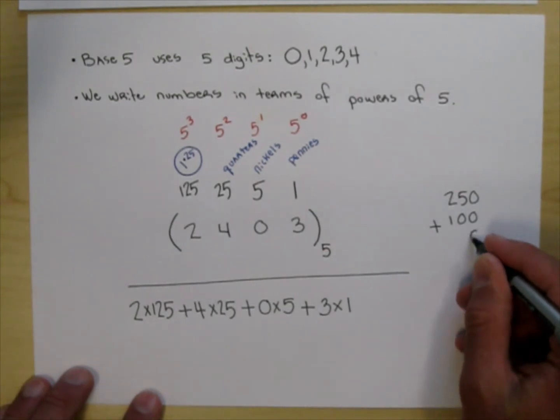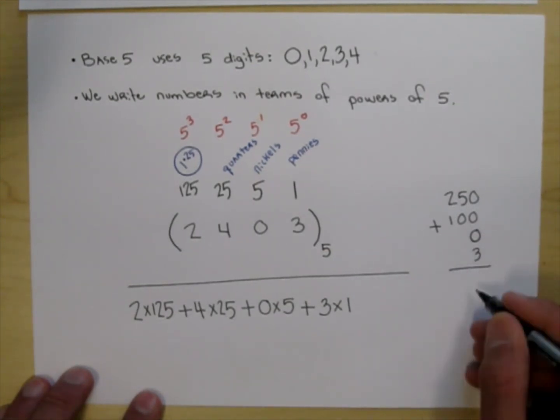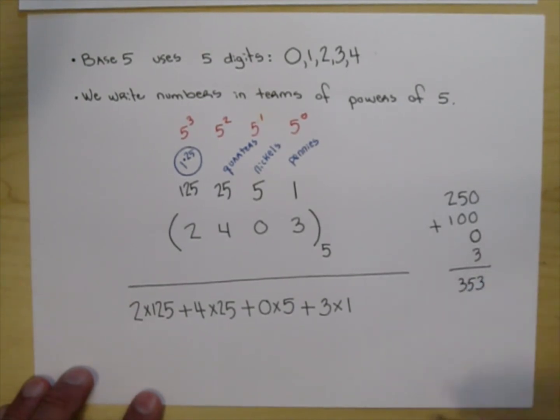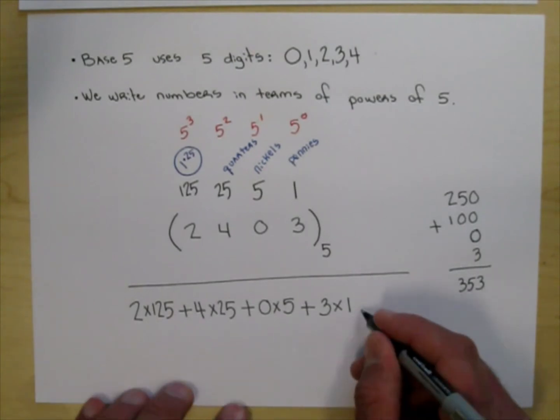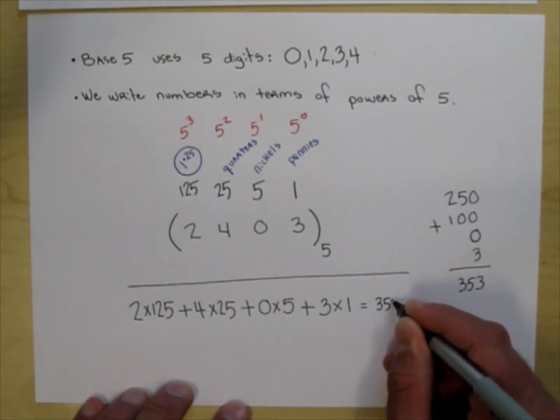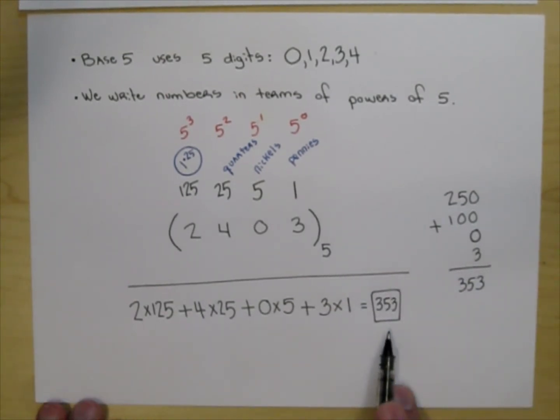There's a 0, which I don't need to write. And 3 times 1 is 3. So I add things up. I don't have to carry it all here. Looks like this is going to give me 353 cents, and that's what we have.